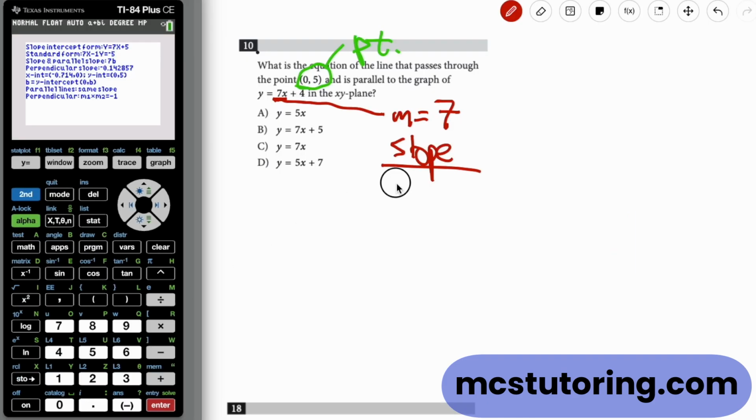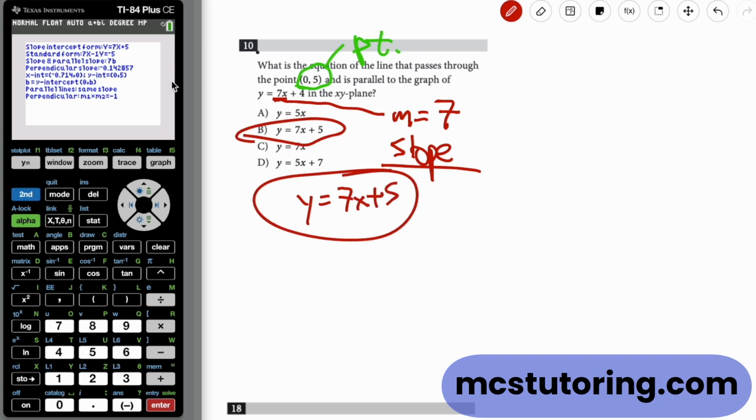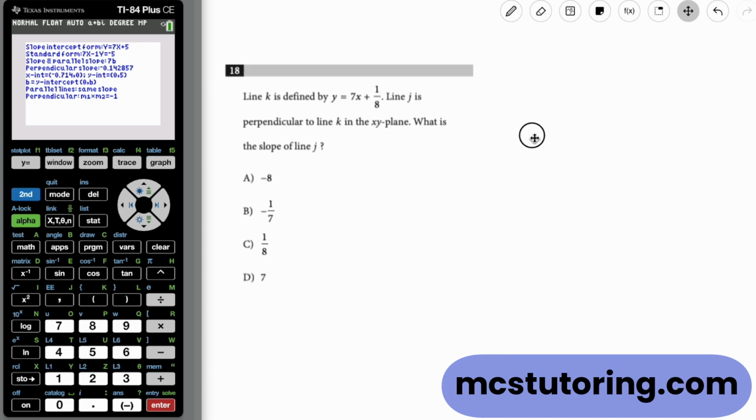Okay, good. So it gives us all the forms we want. And it's cool. y equals 7x plus 5, slope-intercept form, right there. We got you covered. Okay, good. Now we continue.